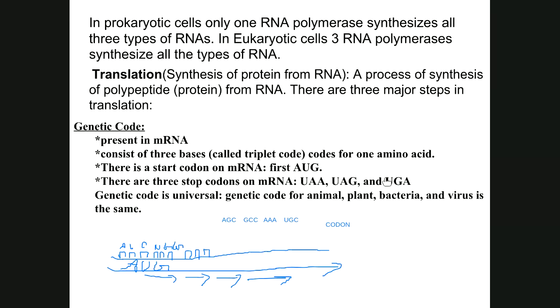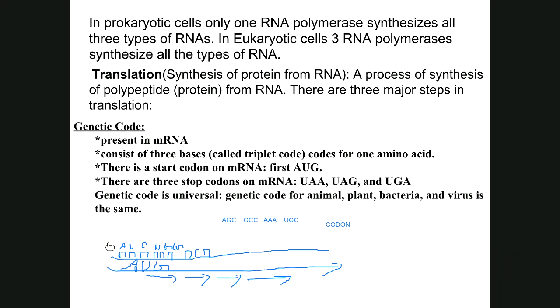So it is very important to understand how the messenger RNA starts to carry the message by the start codon, and how the messenger RNA stops when it gets any one of the stop codons. Okay, so this is one important piece of information.